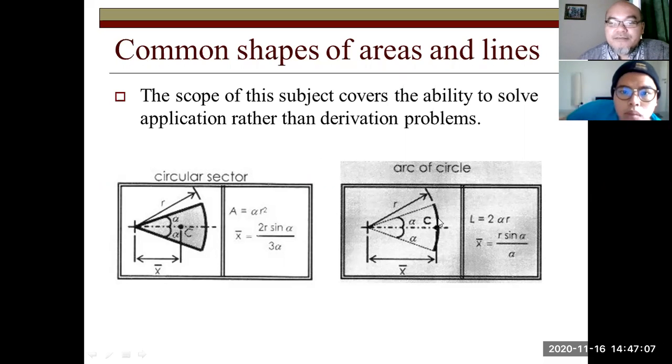For the arc of a circle, so it's a line, not an area, the location of the center of gravity here equals r sine alpha divided by alpha. Alpha here is half of the angle, half of the angle sector of that arc.